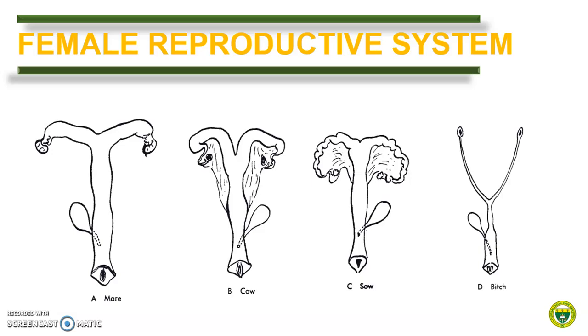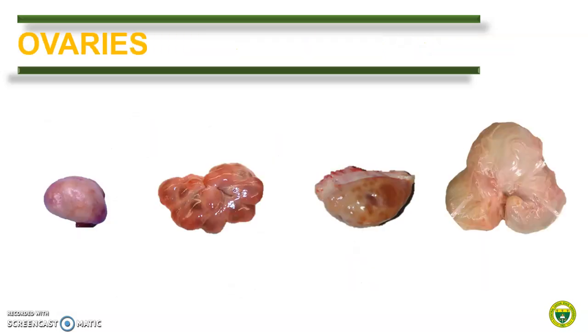For instance, large animals like mare and cow normally bear only one young per gestation and are classified as monotocous. On the other hand, other animals like bitch, queen, and sow give birth to multiple offspring simultaneously and are classified as polytocous. This makes the ovaries and the uterus of these animals vary in appearance.